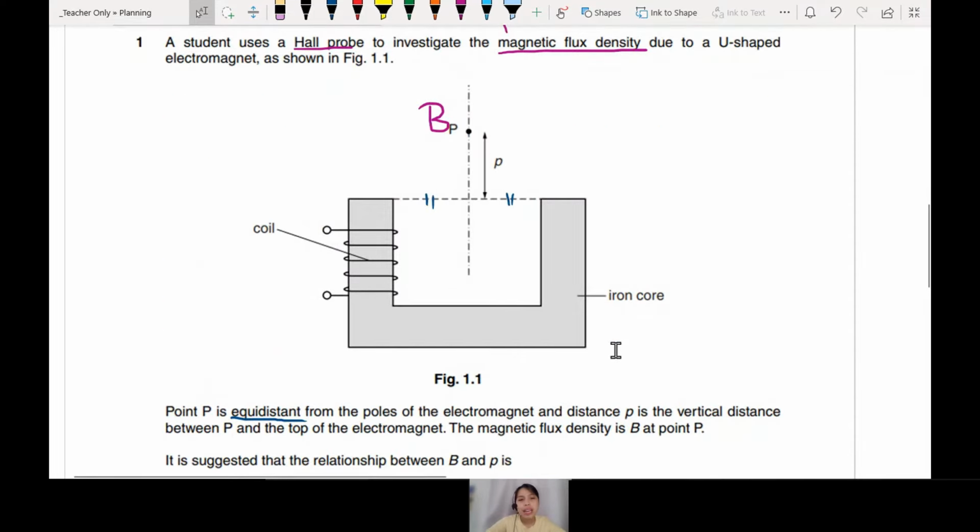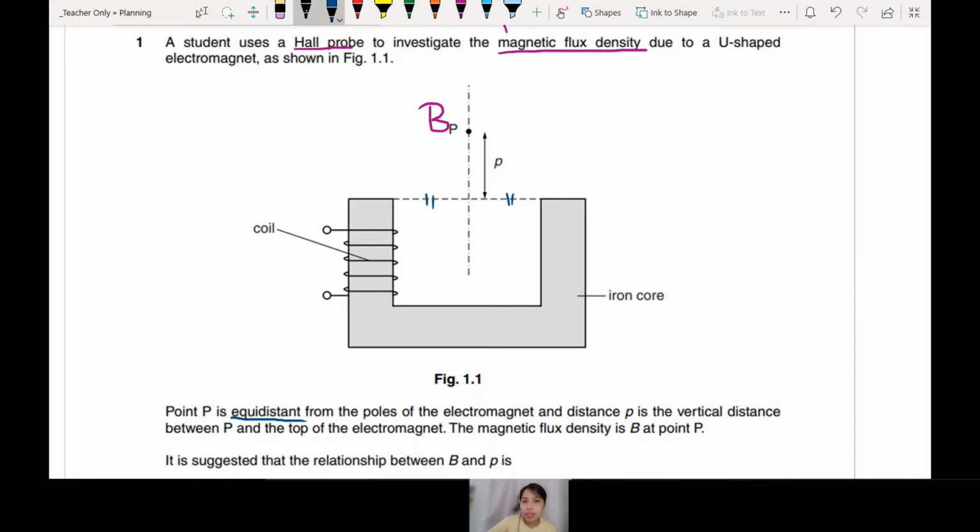First question for you to think about. Actually, why do we put an iron core? No need iron core also can, right? Why put iron core? No need iron core also can have magnetic field. Why bother? That is the question you need to answer in paper 4. Why do we use an iron core? But anyway, let's look at this. We want to measure B. That's the main player, B.